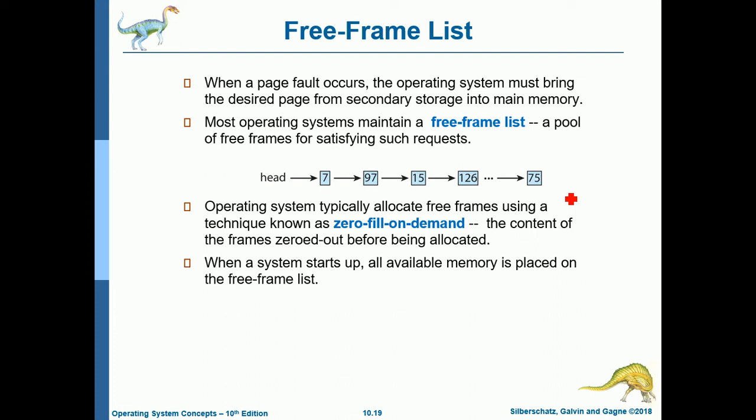Operating systems typically allocate free frames using a technique known as zero fill on demand. The content of frames is zeroed out before being allocated. It means if the free frames are used again, their previous contents will be erased for security purposes. When a system starts up, all available memory is placed on the free frame list.